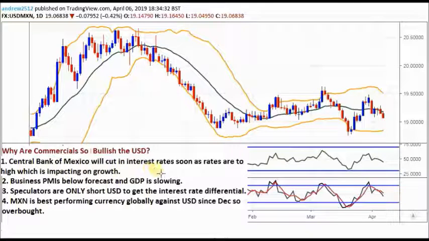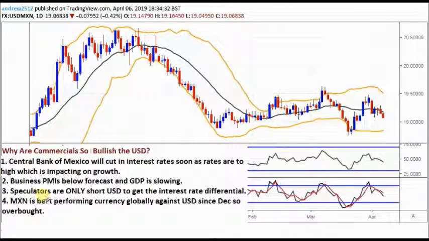The Central Bank of Mexico will cut interest rates soon as rates are just too high, which is impacting on growth. And you can see growth slowing in the business PMIs below forecast, and GDP is slowing. The bank are getting ready to cut interest rates, and they've indicated this. And the interest rate is very high in Mexico.